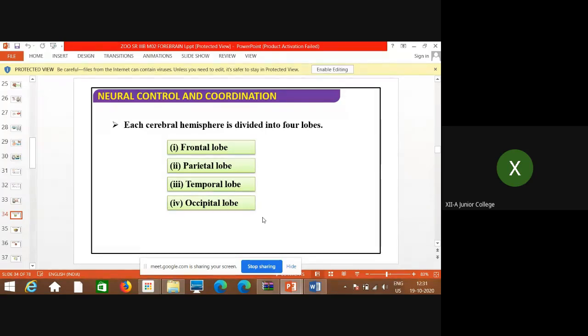Okay, so what are these lobes? Frontal, parietal, temporal, and occipital. Now I will show you in the diagram. Remember that the cerebral hemisphere is divided into four lobes. Frontal, the name itself suggests the front side. Parietal is next to the frontal part. Temporal is the lateral side, you can remember side, lateral, temporal. And occipital is the back side.